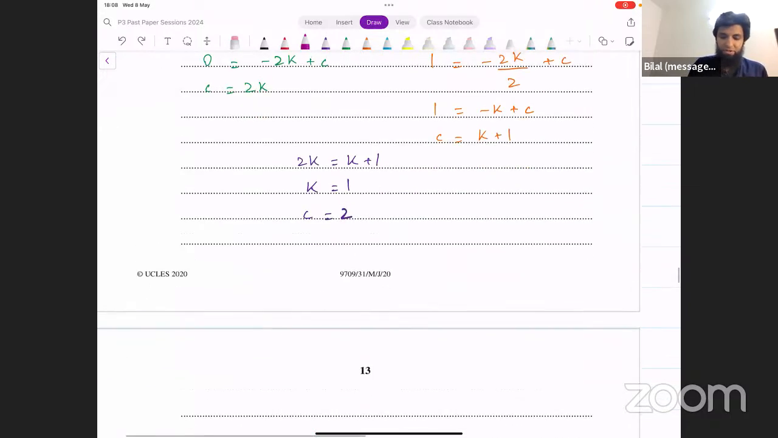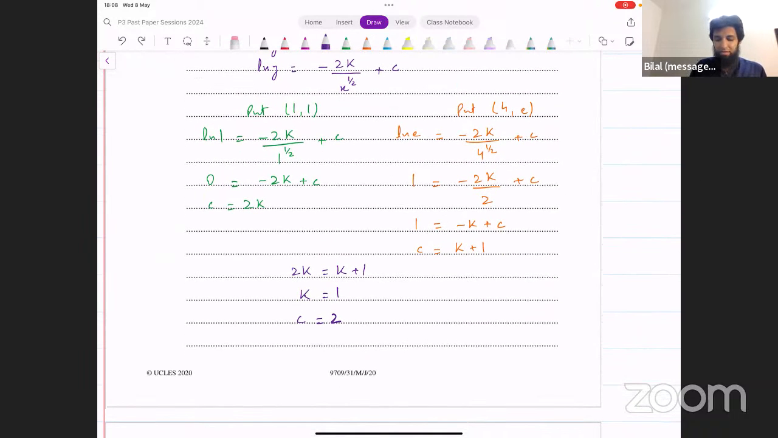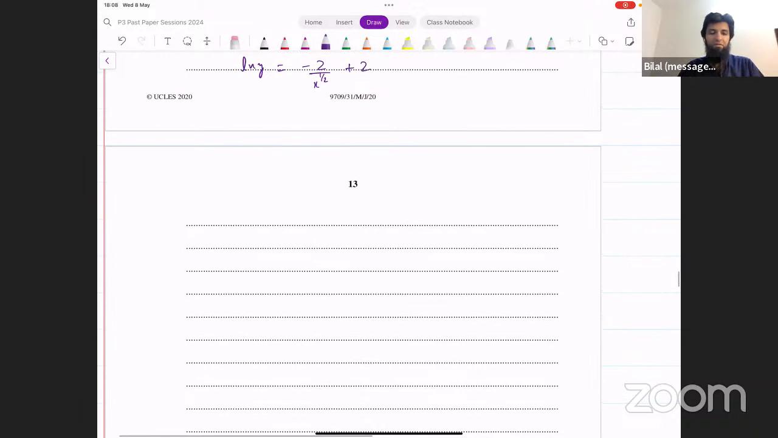Okay, we have some space here. Now let's put the values of k and c back. The equation becomes ln y equals minus 2 into 1, that's just minus 2, divided by x raised to the power 1 over 2 plus c, which is plus 2. That's the equation that we have now. Now we need to make y the subject. How do we make y the subject? It's ln y. What's the base of ln? The base of ln is e.